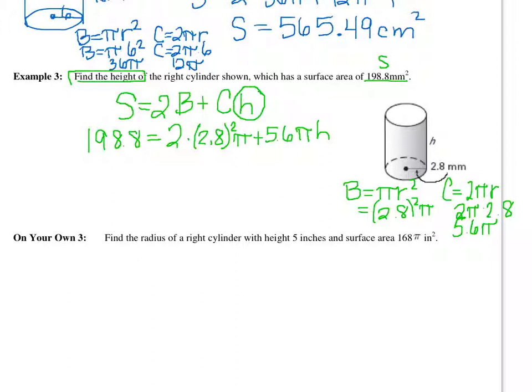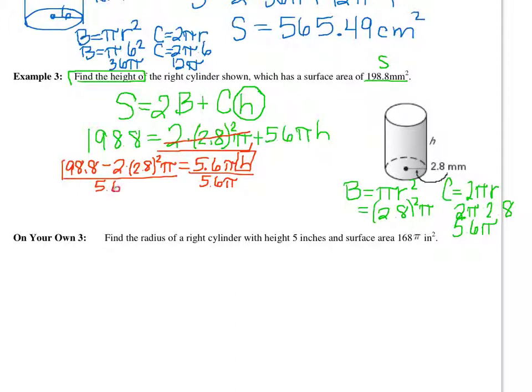So let's do this one step at a time here. Let's first take this piece and move it to the other side. So I have 198.8 minus 2 times 2.8 squared times pi. So that's been moved. This equals 5.6 pi times my height. I'm still trying to get this height alone, so I need to move that 5.6 pi. So to undo multiplying, I'm going to divide both sides by 5.6 pi. So those will cancel out.